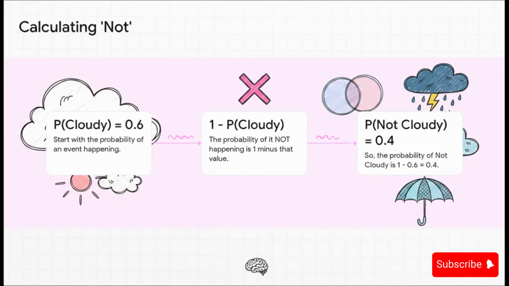And here's a super useful fundamental rule of probability. If you know the chance of something happening, you automatically know the chance of it not happening. It's just 1 minus that number. So, like you see here, if the probability of cloudy is 0.6, then the probability of not cloudy is just 1 minus 0.6, which is 0.4.